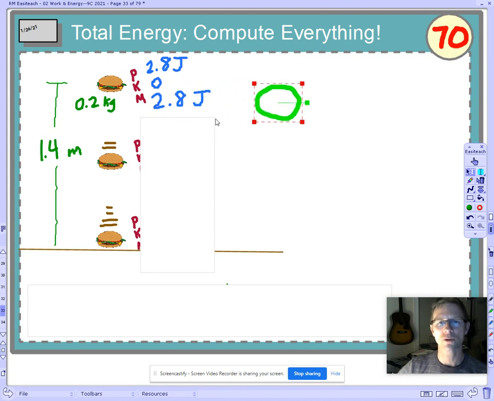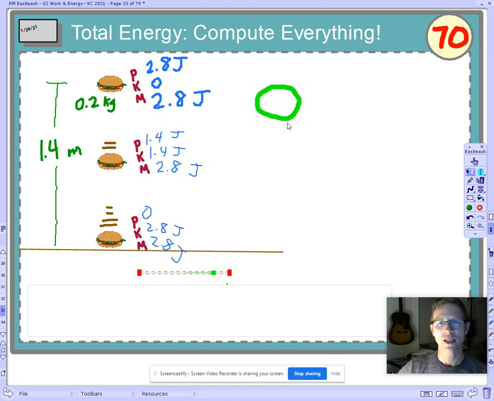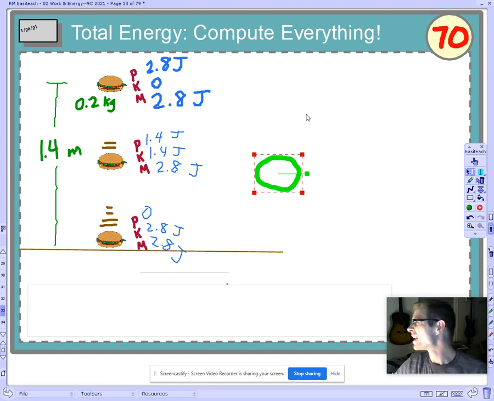I can go through, and the next step that I would do is I would write in the 2.8 here and the 2.8 here because I know the mechanical energy does not get lost. 2.8 joules of mechanical energy here, 2.8 joules here. Now remember, this has not yet hit the ground. This has not hit the ground. So we haven't lost that energy.